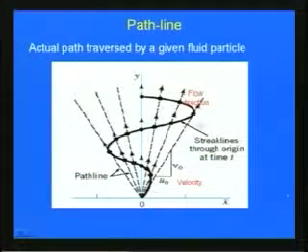And then another important definition or line is called the path line. It is actually the path traversed by a given fluid particle with respect to time. Here you can see initially the particle position is here, and then with respect to time, how it is traversing. Here you can see it is traversing like this. The flow direction in this particular case is like this, but this is how the fluid particle is traversing. This path line is also used in fluid mechanics very much.